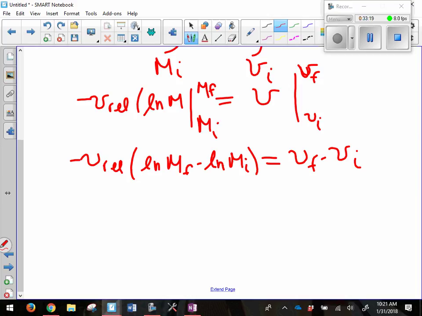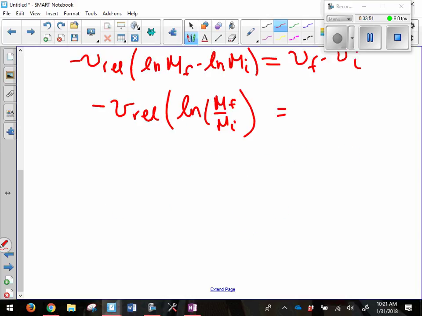Okay. So what can I do with those natural logs? Nope. I can combine them. Yep. And then, yeah, I think I want to go there.